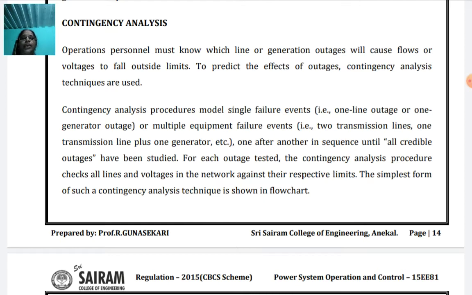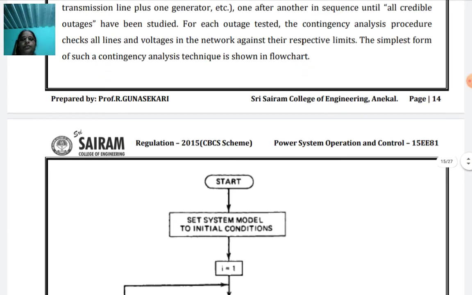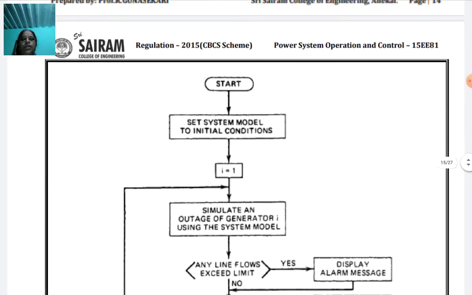For each outage tested, the contingency analysis procedure checks all lines and voltages in the network against their respective limits only. Now we will study in detail the contingency analysis technique, which is shown in the flow chart. Now you see the flow chart.